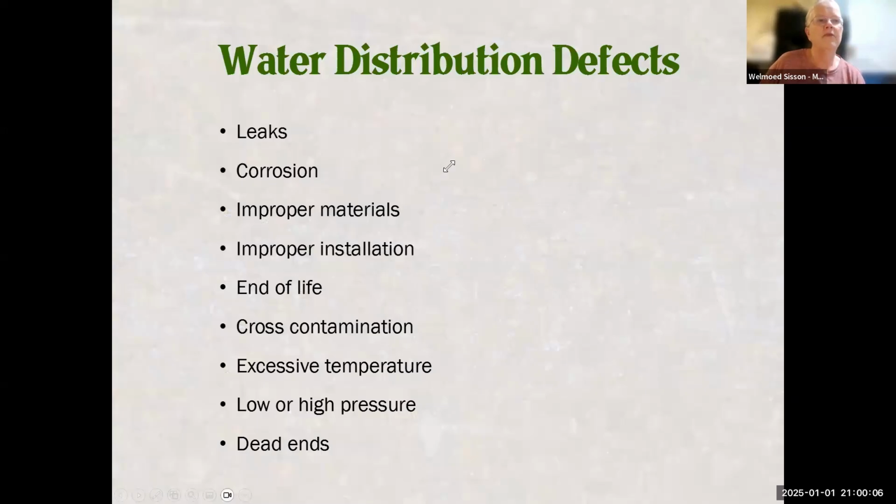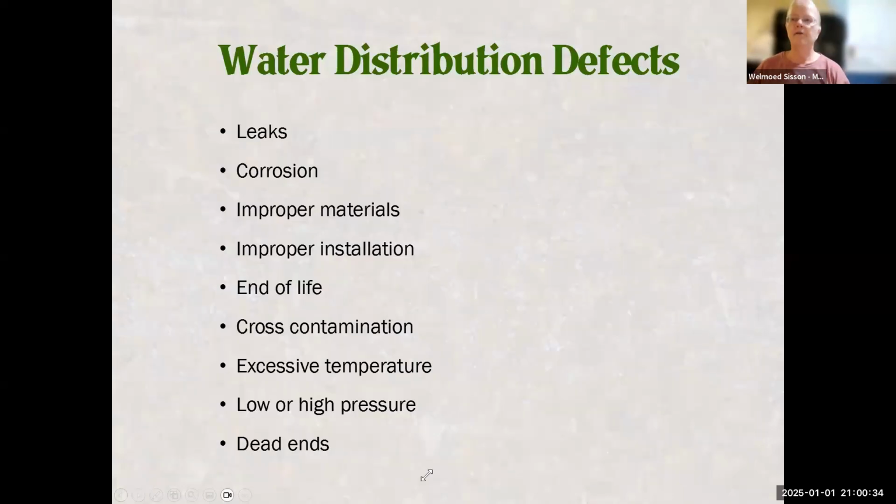So, distribution defects. These are just a brief list of different defects you'll find in the water distribution system. That's basically anything from where the water comes into the house to the fixtures. That's where all of these defects can come across, and we find them all the time.